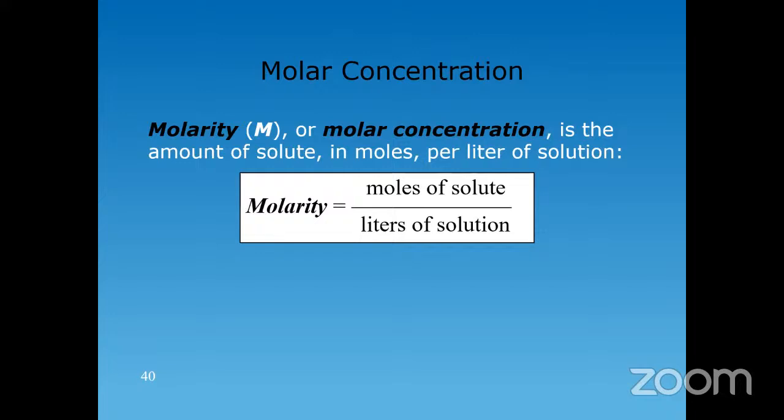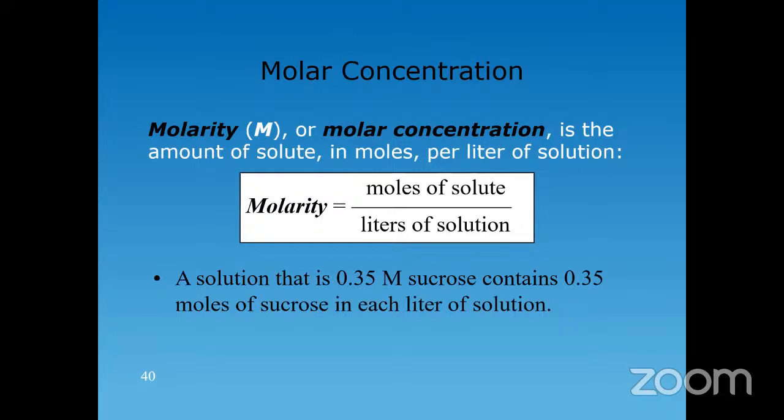And this is how we calculate it. Molarity is basically the moles of solute over liters of solution, all right? So for example, if I gave you a solution in a bottle and it's labeled 0.35 M, what that means is that for every 1 liter of solution, there is 0.35 moles of the solute in that solution, all right?